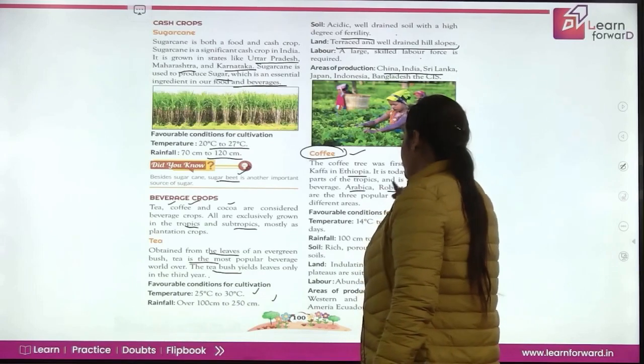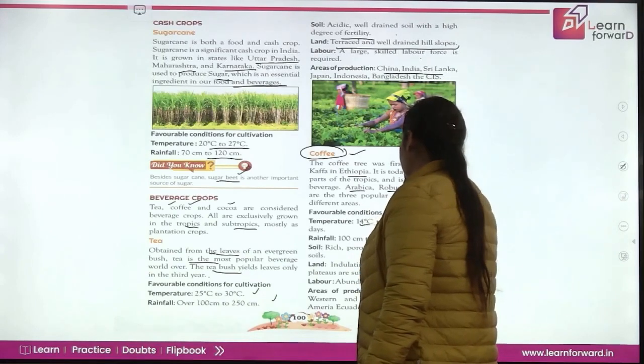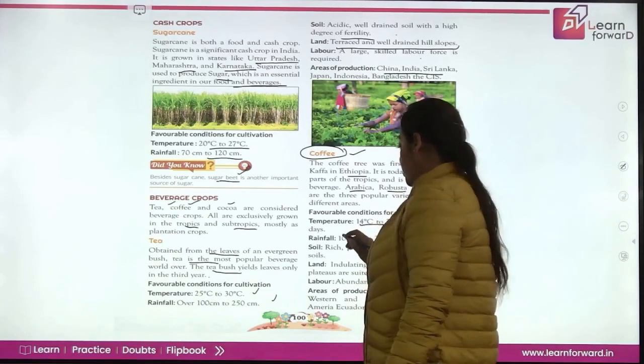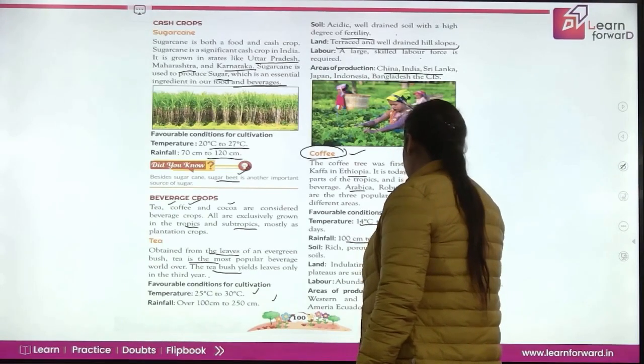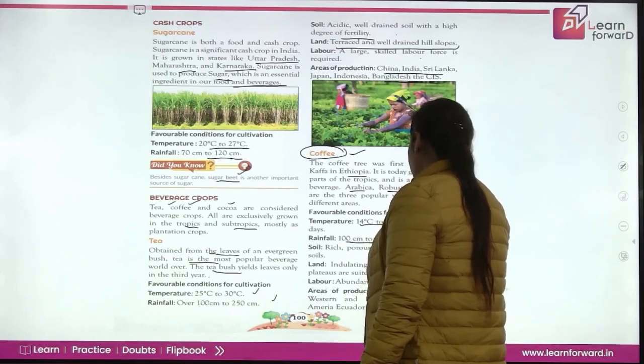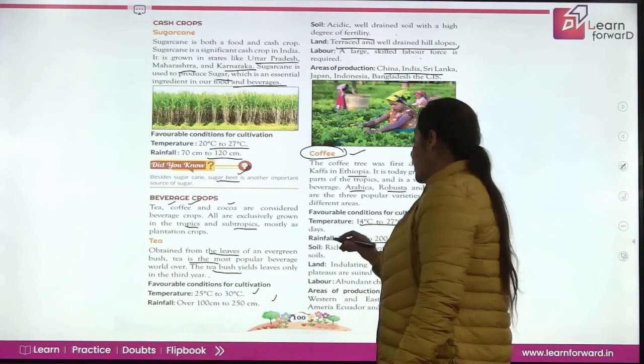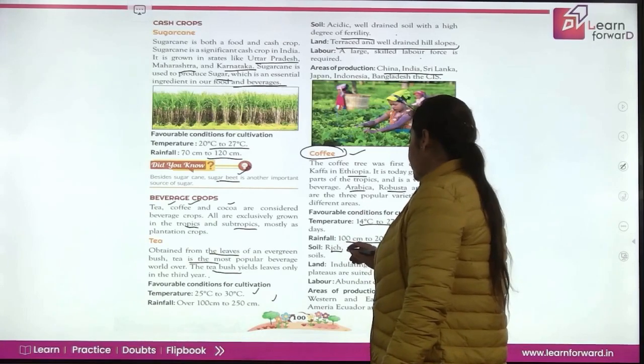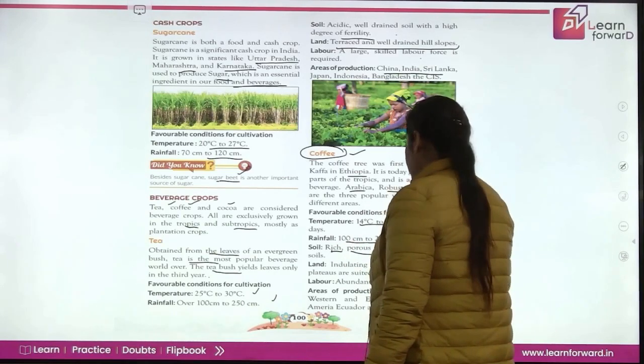इसके लिए आपको कैसा temperature चाहिए? 14 to 27 डिग्री का temperature चाहिए. इसमें frost free days होने चाहिए. Rainfall की बात करें, this is very important, 100 to 200 सेंटीमीटर rainfall चाहिए. Then what kind of soil is required for coffee plantation? कॉफी के लिए rich porous soil and even volcanic soil चाहिए होगी.